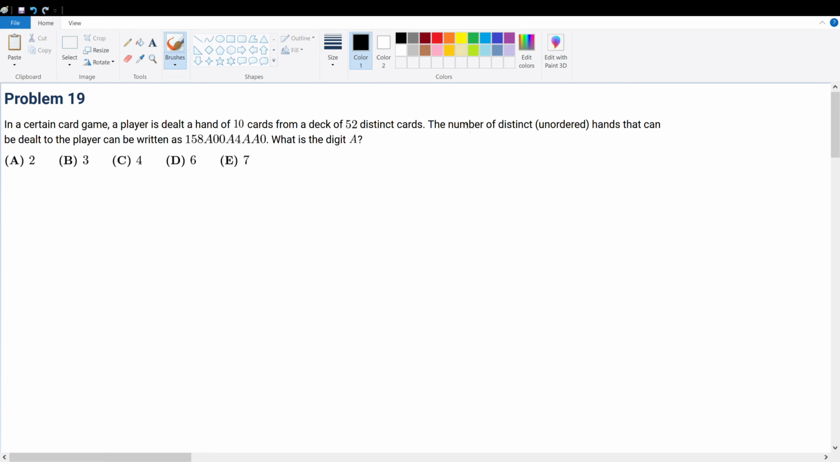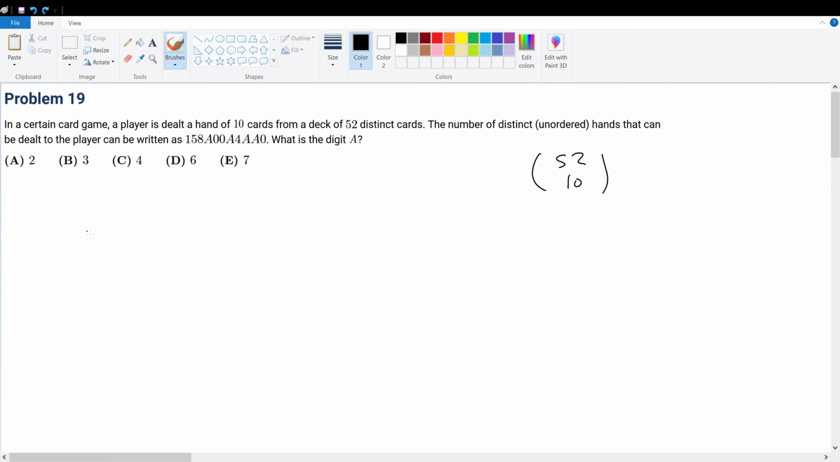Well, first of all, the number of distinct hands that can be dealt. What is that? Well, that is just 52 pick 10, right? Because we want 10 cards from 52 that are unordered. This is literally the exact definition of combination. Oh, sorry, combination, not permutation. Permutation is where it's ordered. Combination is where it's unordered. So this is literally the exact definition.